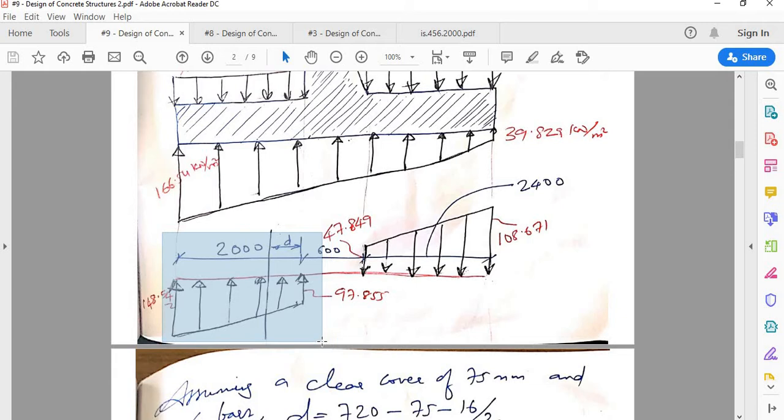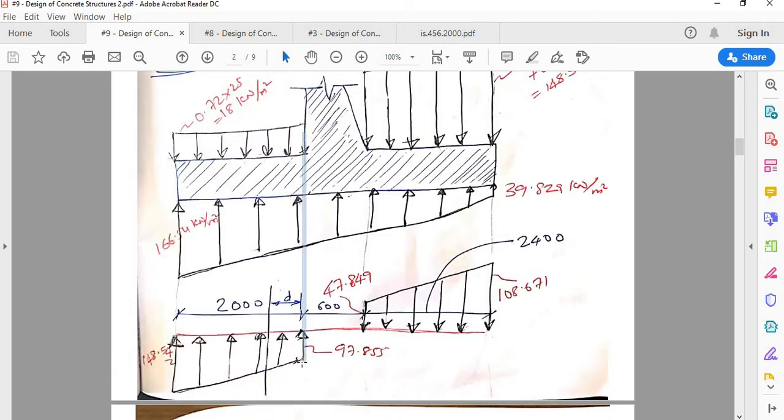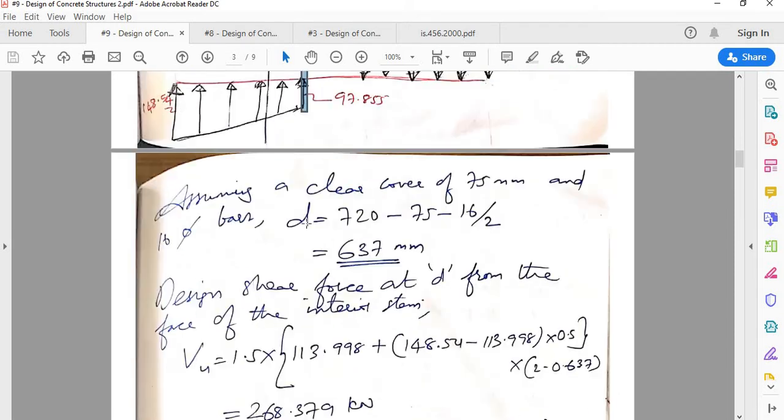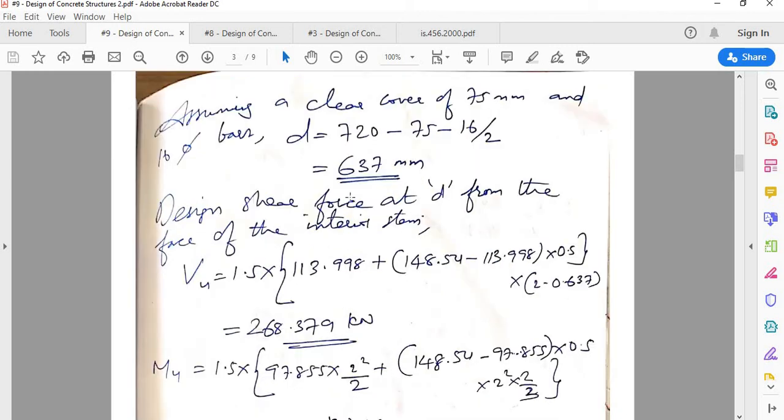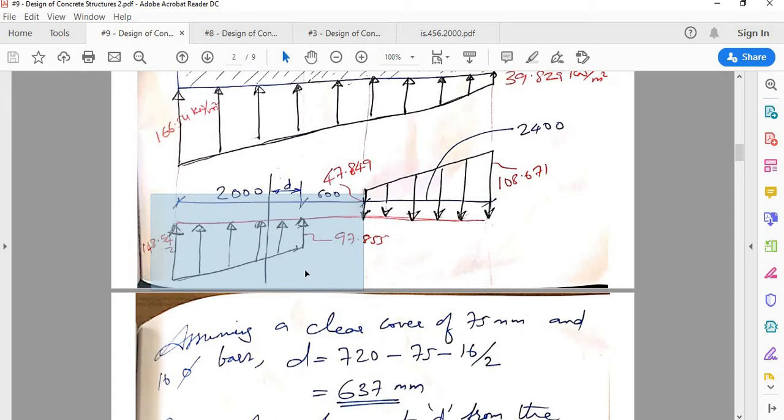So for the toe slab design, you recollect, the critical section for bending moment is at the face of the vertical stem, and for one way shear it is at a distance of d, the effective depth, right? For effective depth, you subtract clear cover and half of the bar diameter from the total depth. Once you get the effective depth, using this load diagram, you can calculate the shear force at this location.